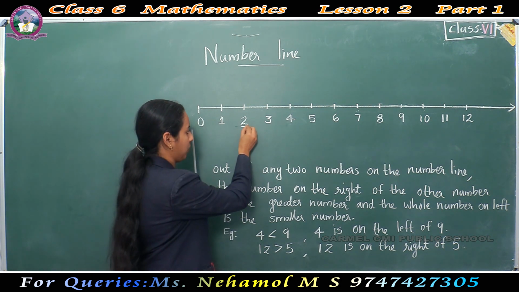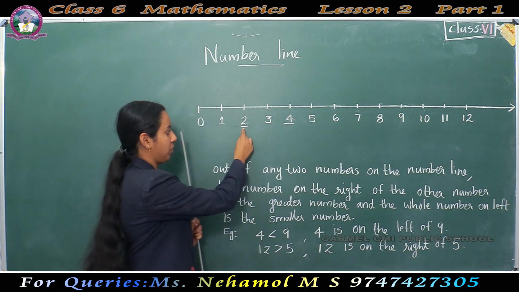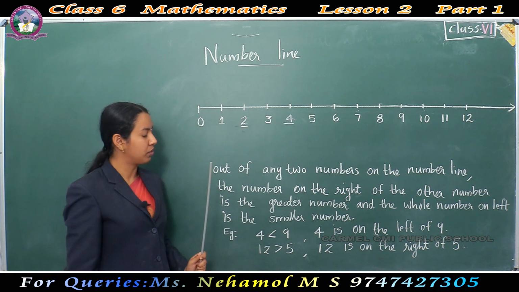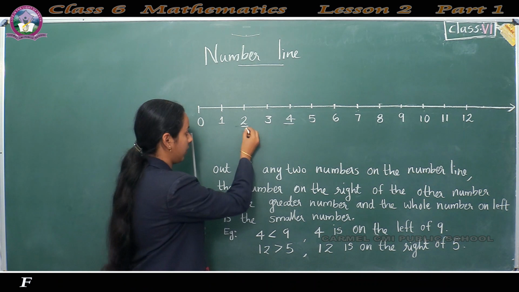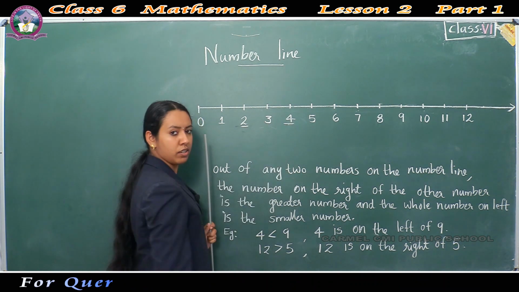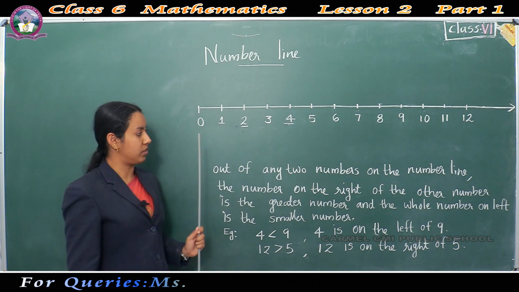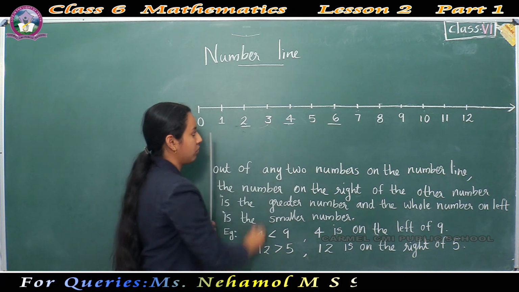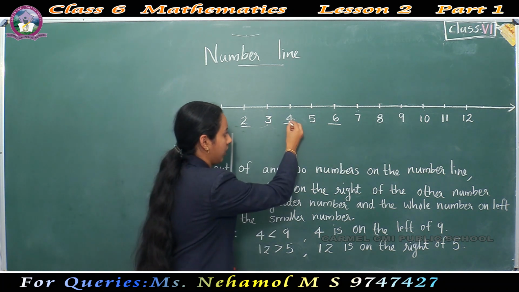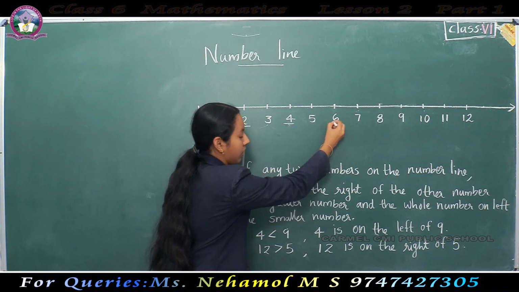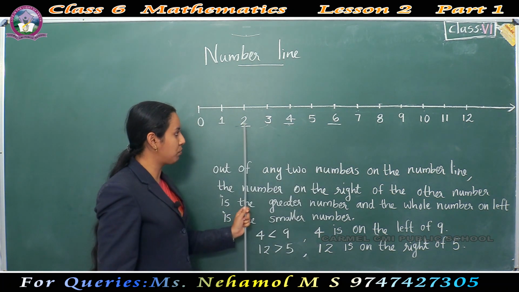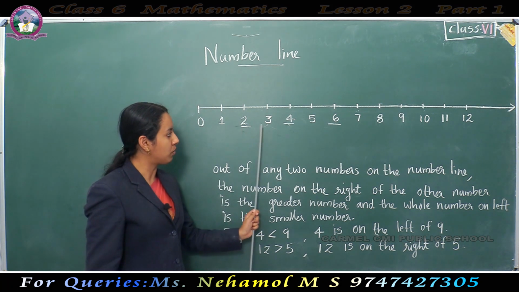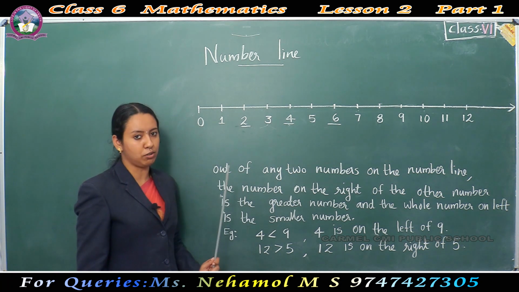Here, consider the points 2 and 4. What is the distance between the points 2 and 4? Certainly it is 2 units. Here to here 1 unit, here to here 1 unit. 1 plus 1, 2 units. Then what about the points 2 and 6? Here to here 1 unit, here to here 1 more unit, then here to here 1 unit, here to here 1 unit. So, the distance between the points 2 and 6 is 4 units.